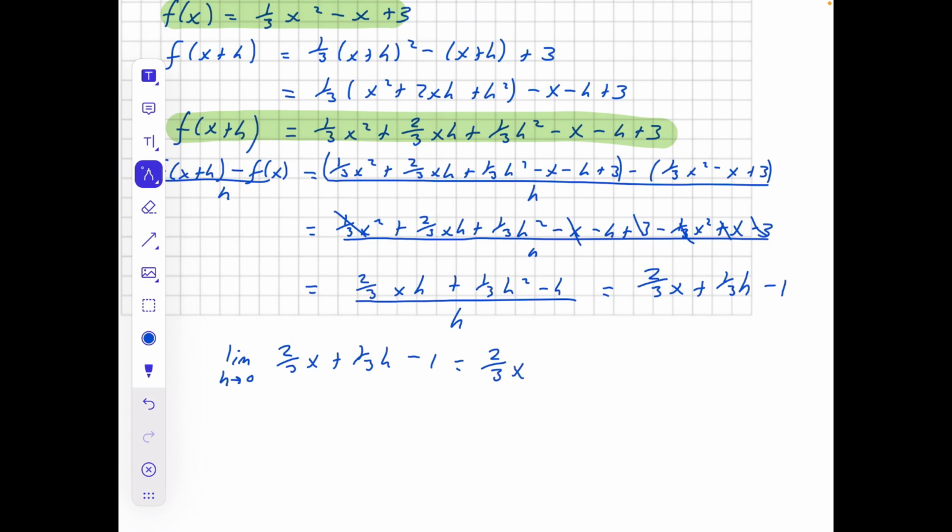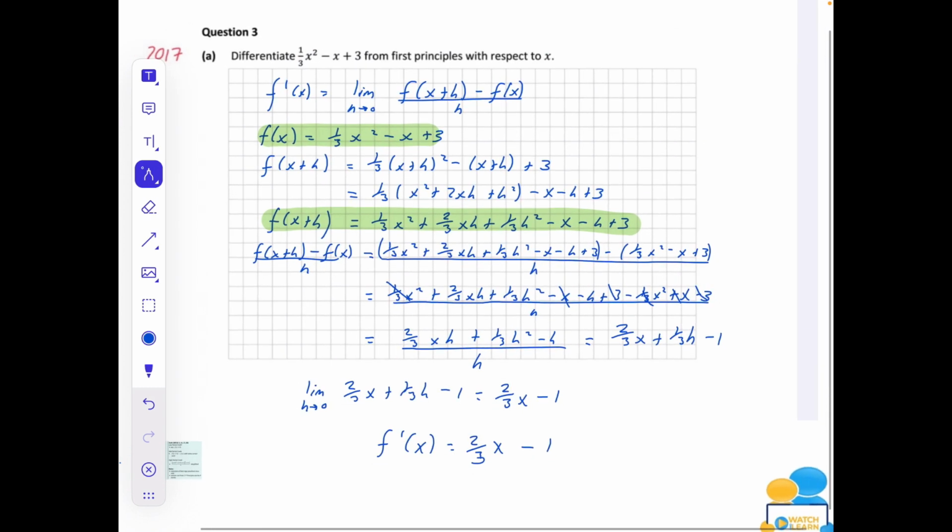Okay, if h is really, really close to 0, it's not going to affect that 2 over 3x. If h gets really, really close to 0, that 1/3 h is going to get really, really close to 0 as well. So that's going to be gone. And then that minus 1 also won't be affected. Okay, so our f dash x then is equal to 2 over 3 x minus 1, as my final answer.